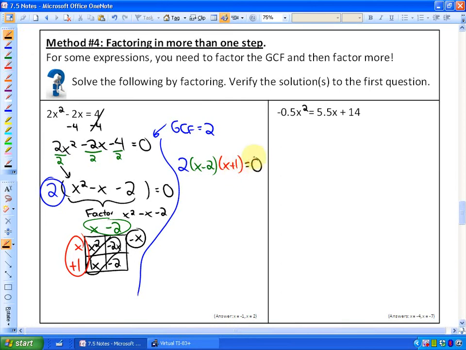Now, the solutions would be when one of these factors equals 0. Now, the first thing is, can 2 equal 0? No, it can't. So that's not going to be part of your solution. So either x minus 2 equals 0, which would give you a solution of positive 2, or x plus 1 equals 0, which when we solve for x would be x is equal to negative 1.